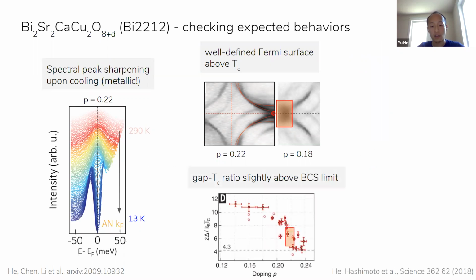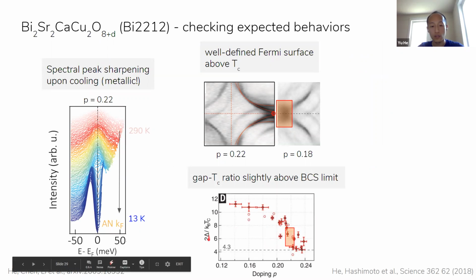There's a second aspect, where we can measure the superconducting gap and Tc as a function of doping. We see that with sufficient hole doping, the superconducting gap to Tc ratio drops from a very large non-BCS value to a value that starts to become very close to the d-wave BCS limit, which is the dashed line here. So at 22%, it's slightly above the BCS limit.